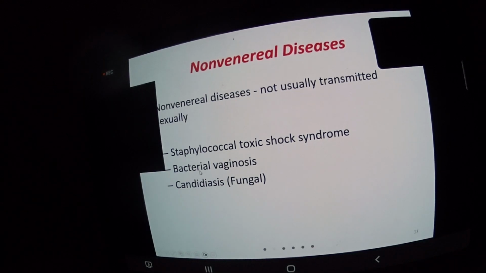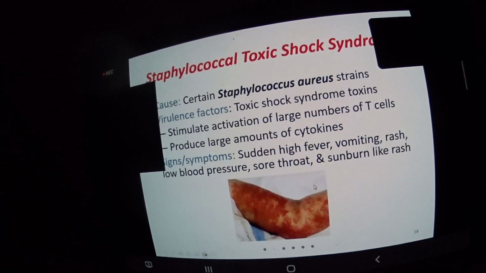Staphylococcal toxic shock syndrome, bacterial vaginosis, and candidiasis. Interestingly enough, you see these mostly in females. Males, again, because of the penis having a very small opening and the longer urethra, non-sexually transmitted infections of the reproductive system are very rare.